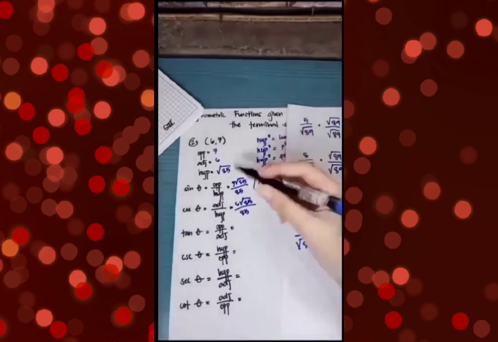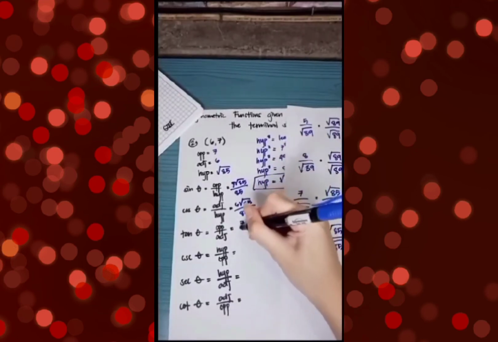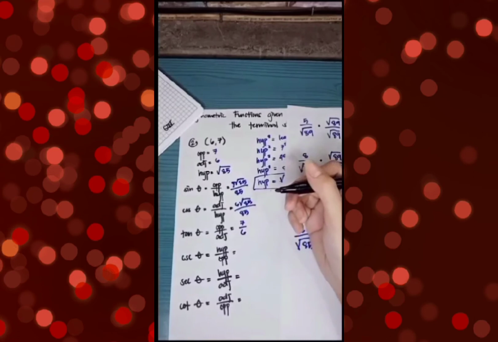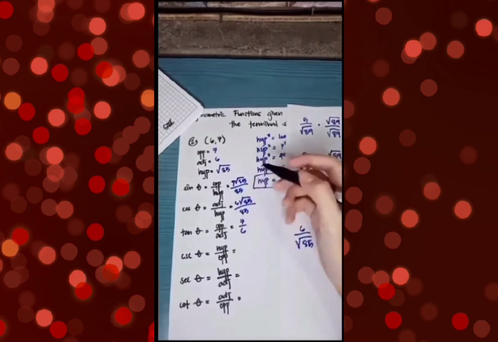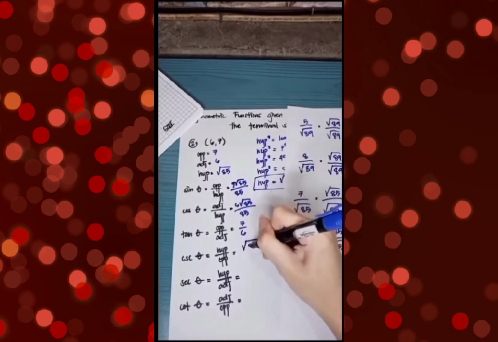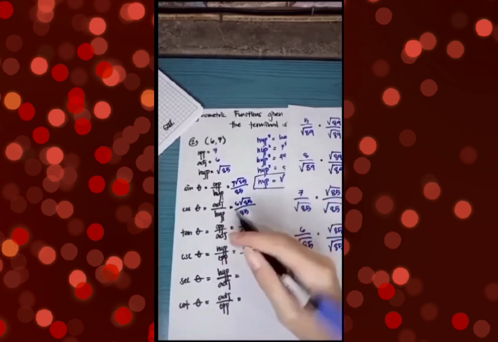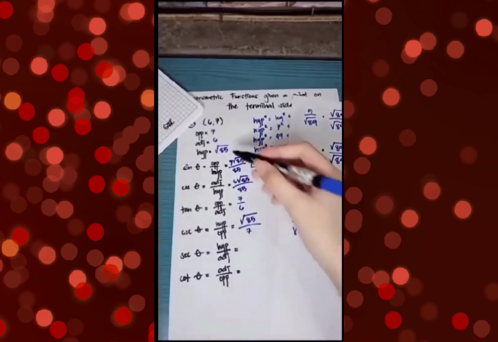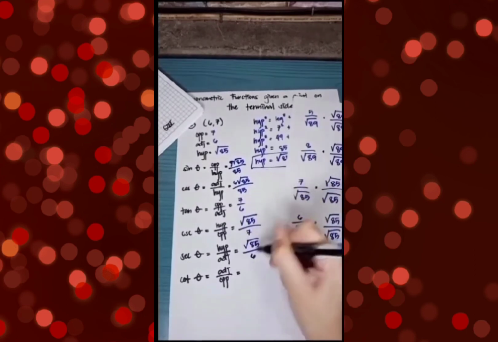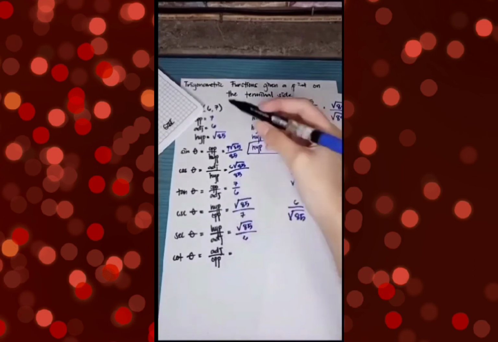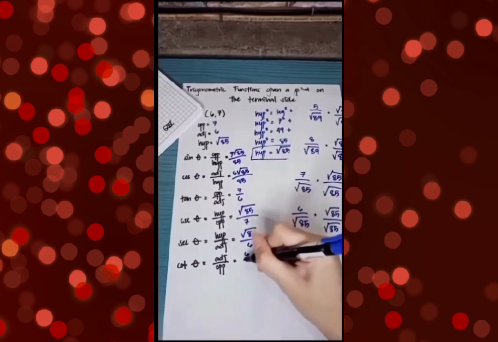With tangent theta, it is opposite over adjacent, which means the opposite side, which is 7, over the adjacent side, which is 6. Now, moving on to our cosecant theta, which is hypotenuse over opposite. That would be square root of 85 over 7. And with our secant theta, that would be hypotenuse over adjacent, which is square root of 85 over 6. And lastly, with our cotangent theta, that is adjacent over opposite, which is 6 over 7.